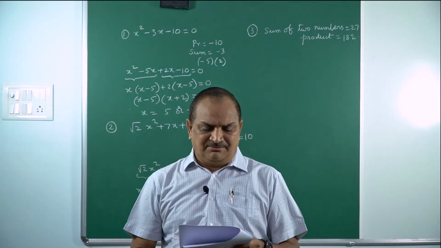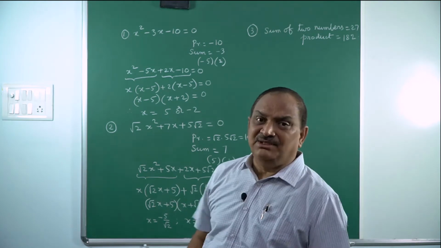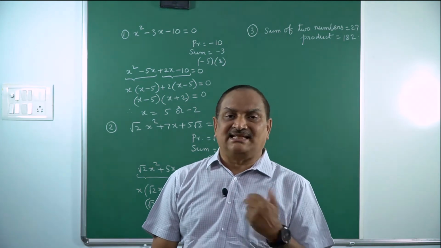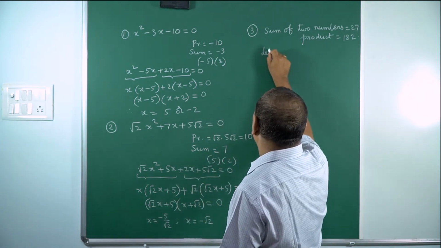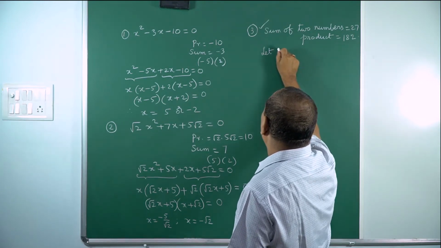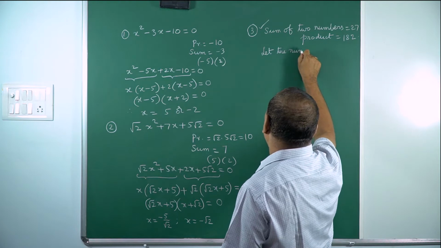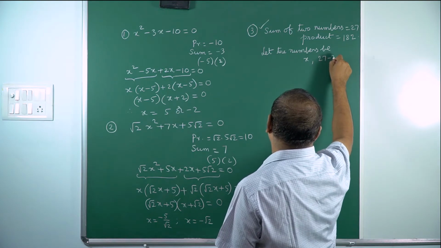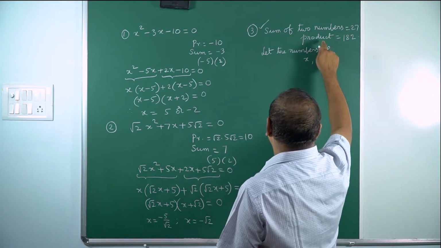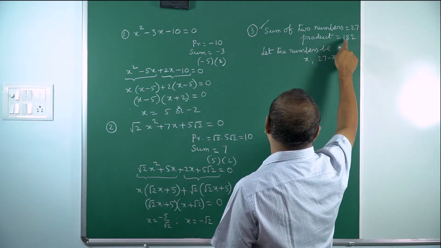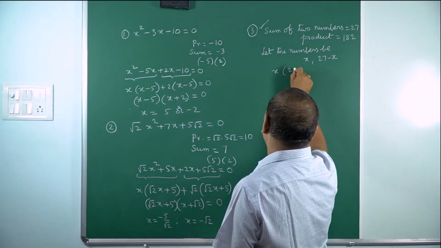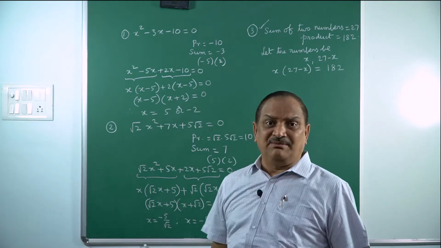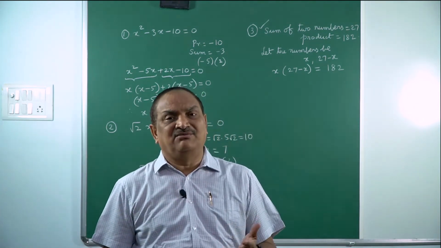That is the question. Okay, so now because the sum is 27, if one of the numbers is x, the other number would be 27 minus x. Because the sum is 27, I want to use this clue actually. Let the numbers be x and 27 minus x. Taking this clue, and the second one, if you multiply these two, you must get 182. So x multiplied by 27 minus x should be 182. That's it. Quadratic equation is framed. So you just have to solve it to determine what x could be.